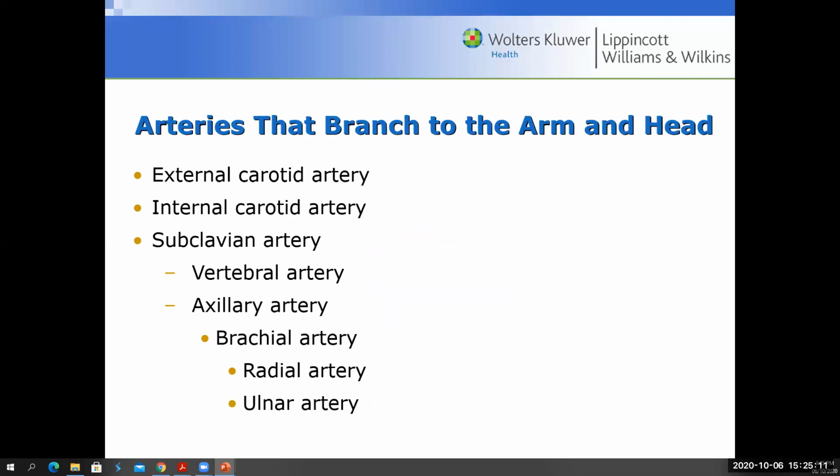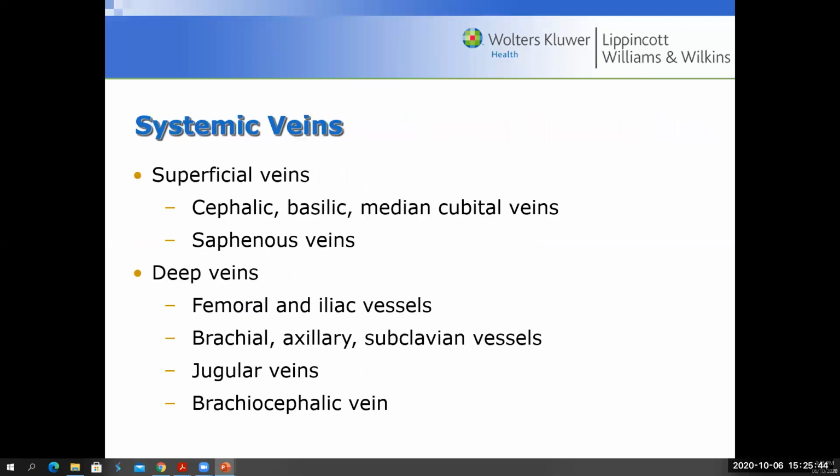And here are arteries that branch to the arm and head, external and internal carotid. Very important. The subclavian, you have the vertebral and axillary, in terms of divisions of the subclavian. And the brachial, subdivisions of the axillary, you have the brachial artery. And brachial is further subdivided into the radial and ulnar, so named, of course, because of the proximity to the closely related bones, radius and ulna.